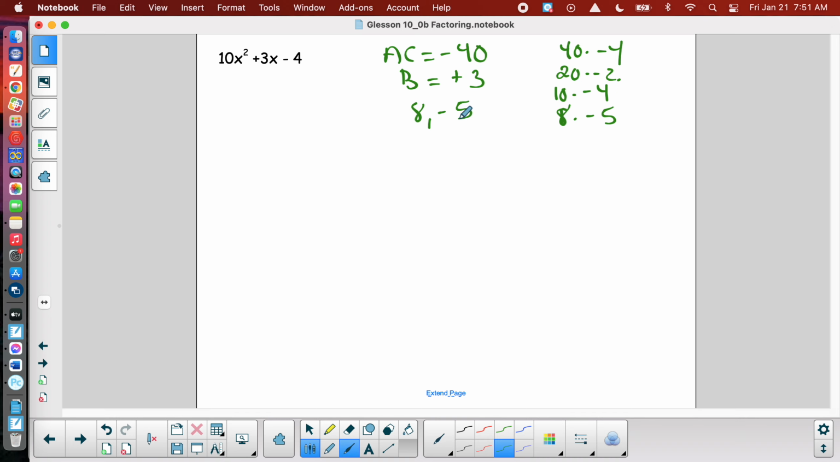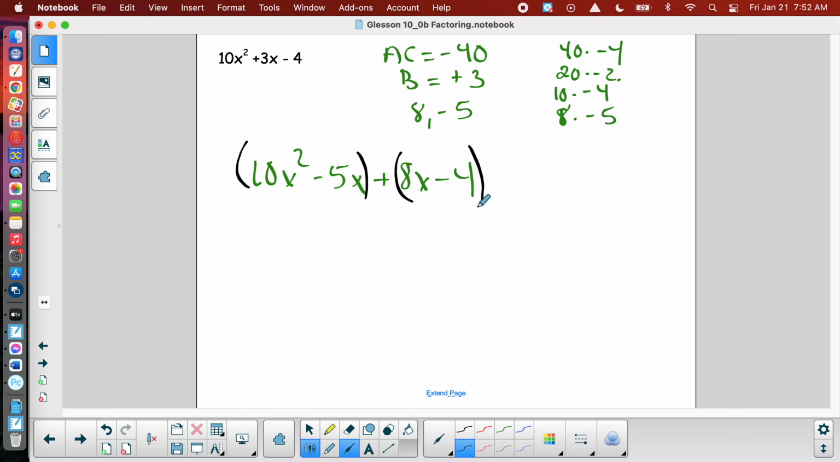Now, if I have a positive and negative, I'm always going to put the negative one first. So I'm going to rewrite this as 10x squared minus 5x plus 8x minus 4. If I have a positive and negative, the negative is always going to go first because it just makes life easier. I'm now going to group the first two and the last two. I grouped after a plus sign, so I don't have to make any changes.